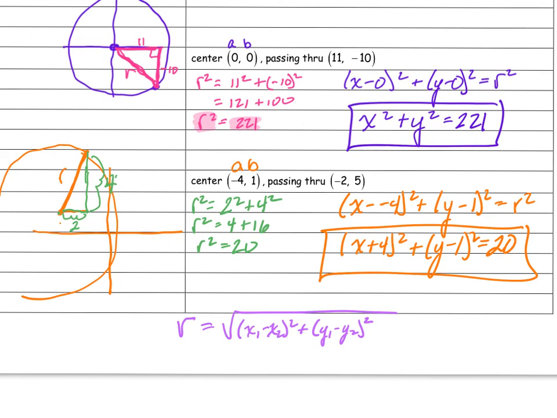And r squared would just be without the square root. So if I was just looking for r squared, that would equal x1 minus x2 squared plus y1 minus y2 squared. So I could use that instead of trying to draw a picture. It's the same thing. I'm finding the same thing. It's the difference between my x's squared, the difference between my y's squared, and I add that together. That's what I did here visually.